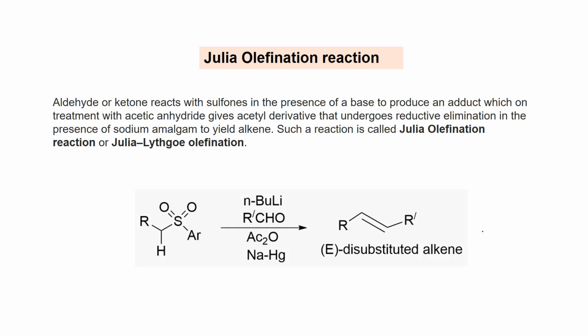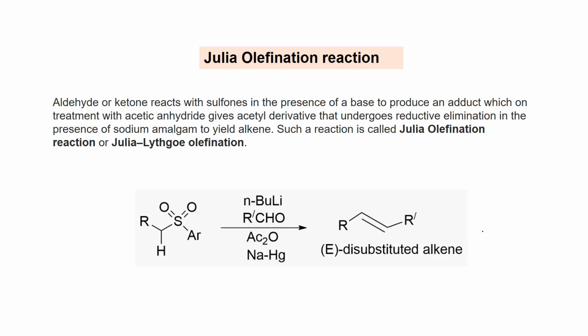What is the difference from the previous two? In case of Wittig, it was phosphorus ylide. In case of Peterson olefination, it was silicon carbanion. In case of Julia olefination, it will react with a sulfone. The ketone and aldehyde will react with a sulfone in presence of base to produce an adduct, which is treated with acetic anhydride, gives an acetyl derivative and undergoes a reductive elimination in presence of sodium amalgam, and it will yield alkene. In case of Julia olefination reaction, we selectively get an E double bond.